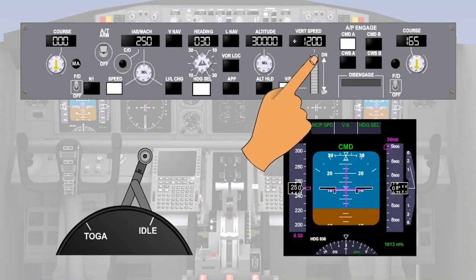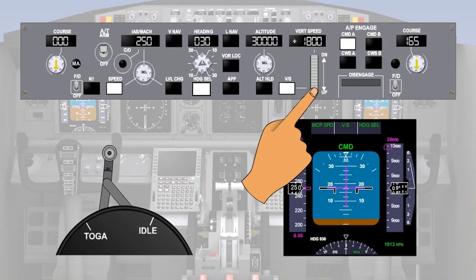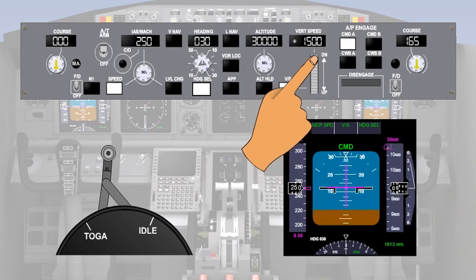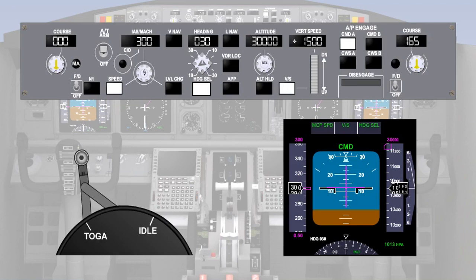At any time during a climb using vertical speed mode, the vertical speed can be adjusted by moving the thumb wheel to increase or decrease the vertical speed. As the aircraft passes through 10,000 feet, the airspeed can be increased to 300 knots by selecting 300 in the speed window. The autothrottle will push the levers forward to increase and maintain the new target speed.